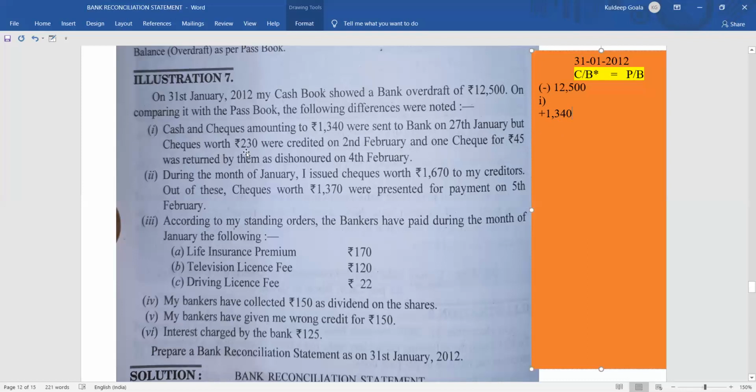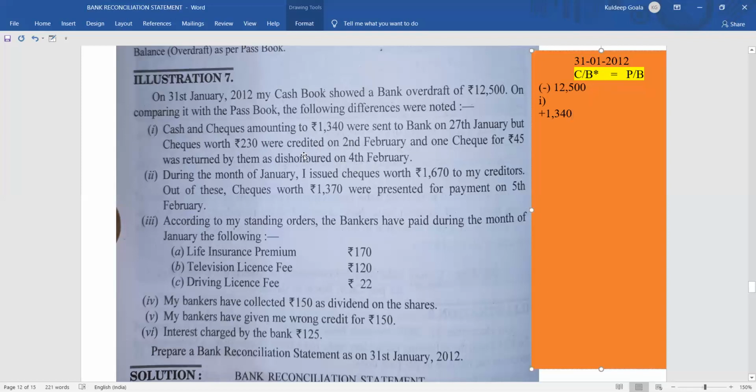But the check worth rupees 230 was credited on 2nd February, and one check of 45 was returned as dishonored. The 2nd February means beyond 31st of January. So we are not going to take into consideration. इसका मतलब हम लोग पकड़ेंगे कि 31st जनवरी 2012 तक ये 230 रुपीज वाला जो चेक है वो कुछ नहीं हुआ था, क्रेडिट नहीं हुआ था. ठीक है, क्लियर? तो एक मिल गया 230 वाला, and the other one is check of 45 which was dishonored. So this amount also did not come.